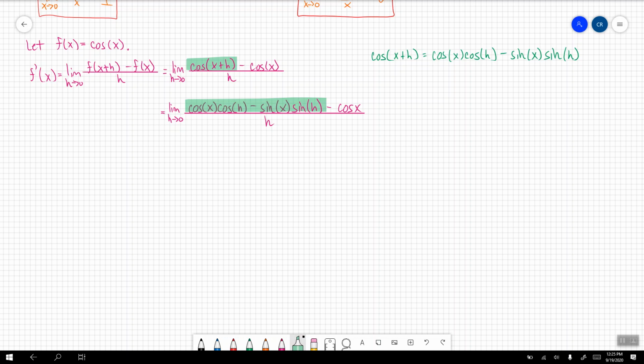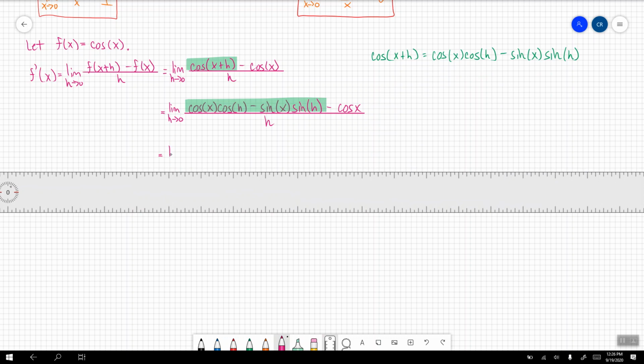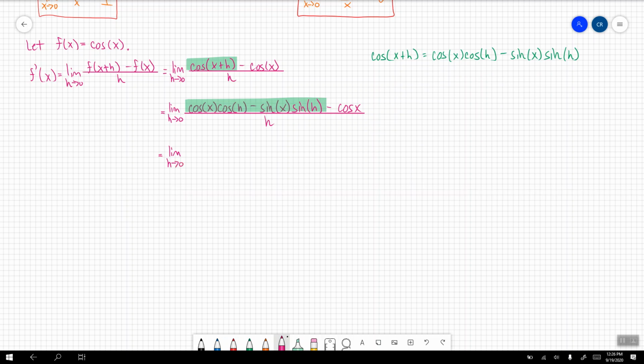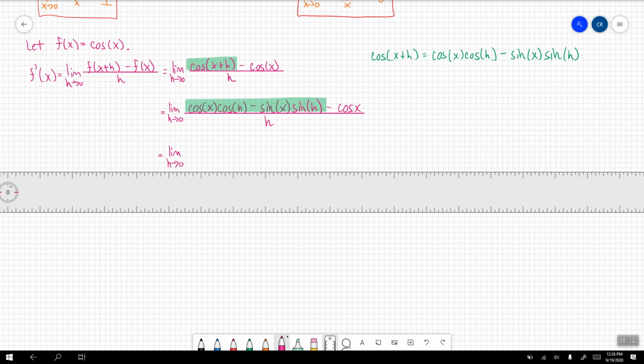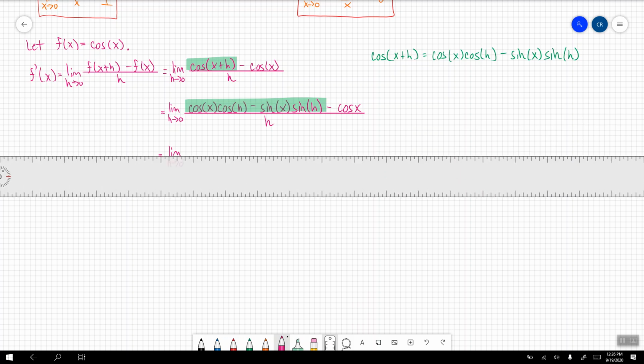So one of the things that I want to do is I see a cosine of x in one term, and I see another cosine of x as another term on that numerator. And so what I want to do is group them together. And when I group them together, my hope is that I factor something out, because if I can factor something out, then that gives me something to work with.